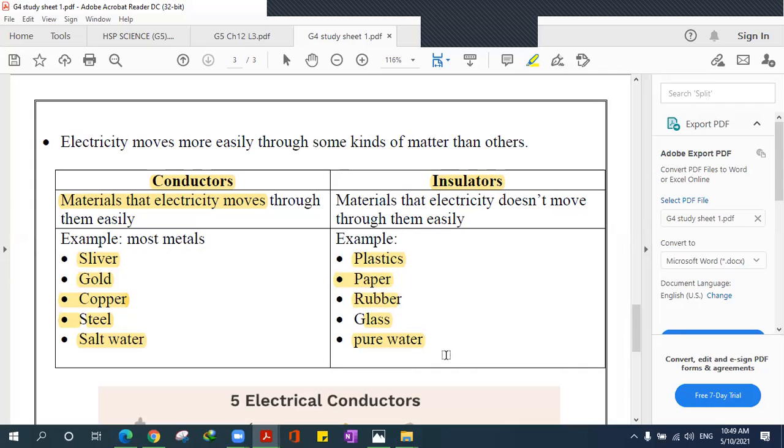But don't put wires into pure water because that's dangerous, because the water we drink contains salts in it. So don't put water next to electricity in any case. It's dangerous, so don't do that, you might get electrocuted.